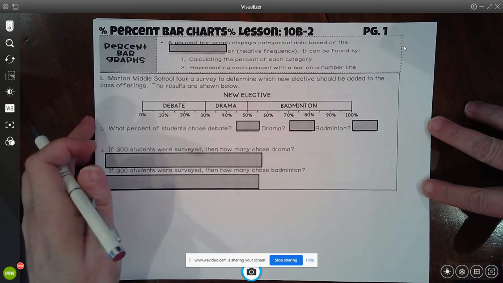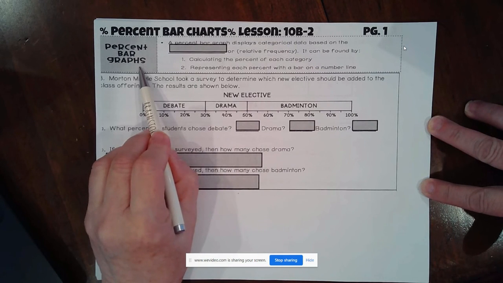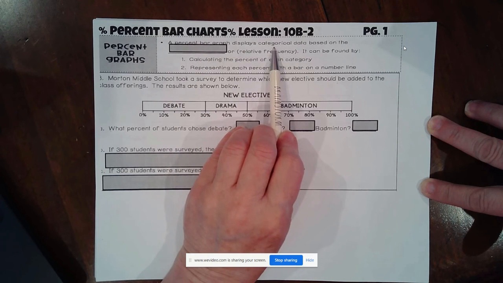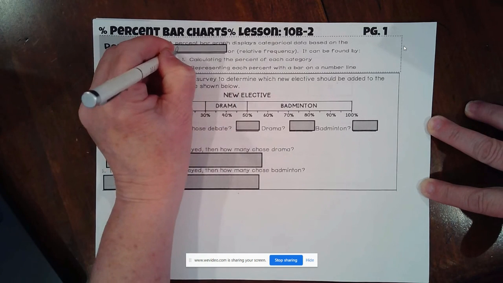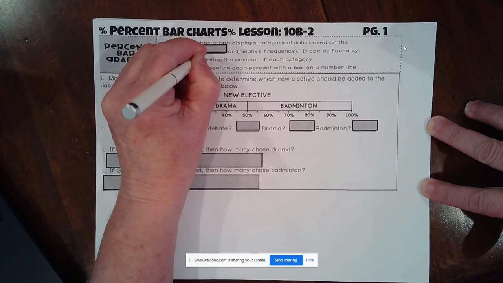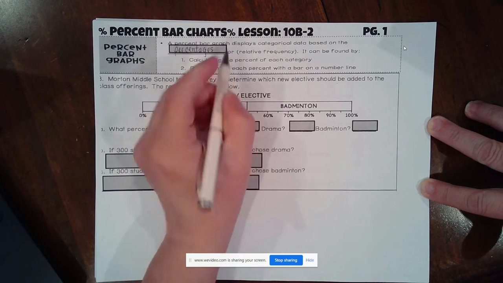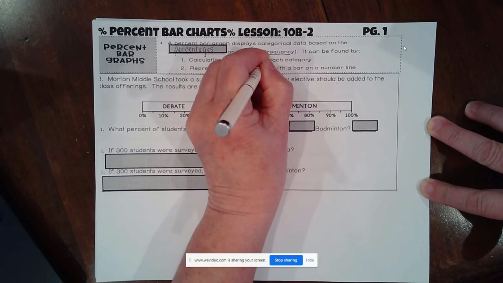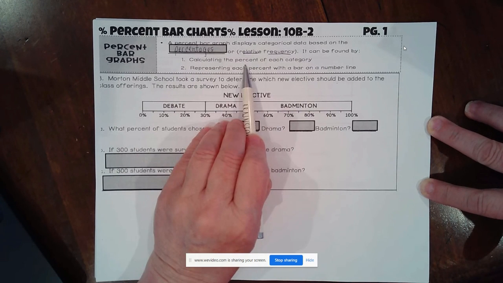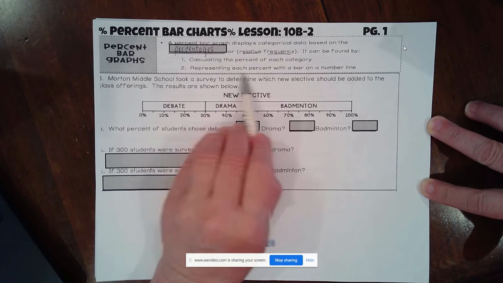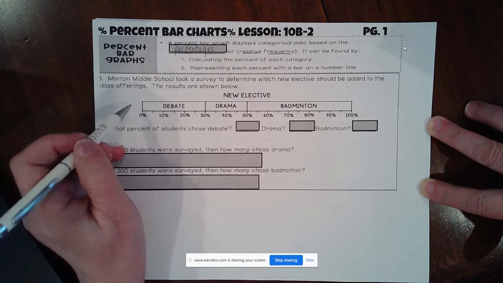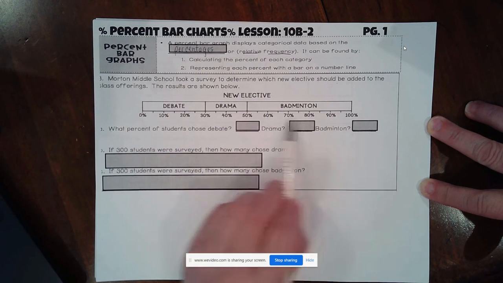Class. Today we're going to be talking about percent bar graphs. A percent bar graph displays categorical data based on the percentages, or the relative frequency. It can be found by, number one, calculating the percent of each category, and two, representing each percent with a bar on a number line. And below here, we can kind of see an example of what that looks like.